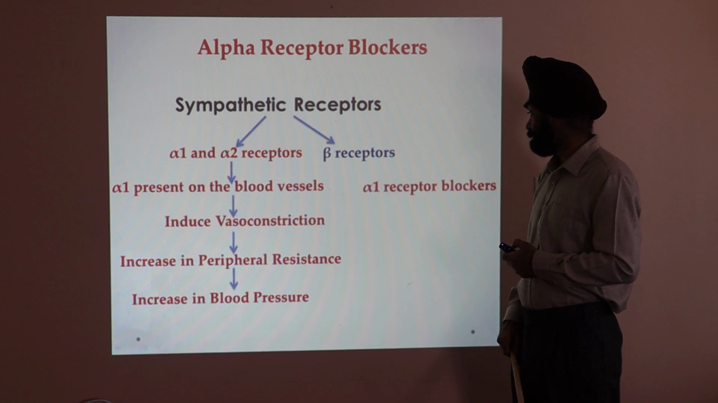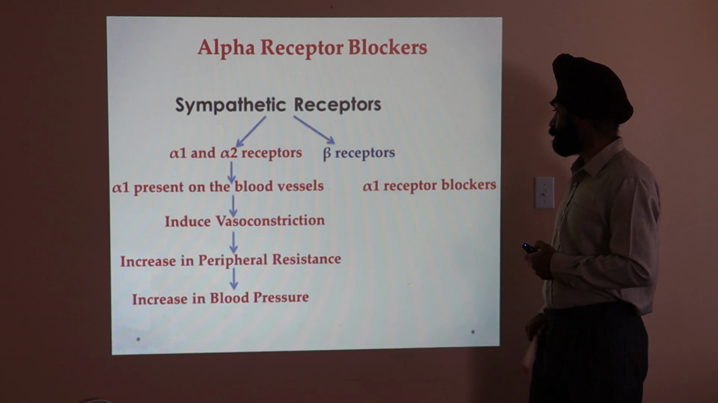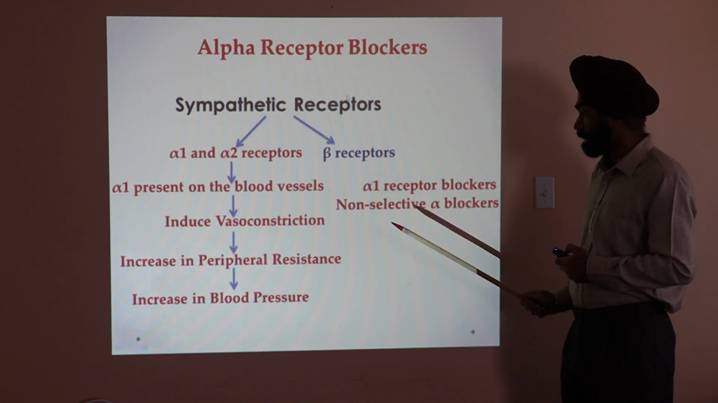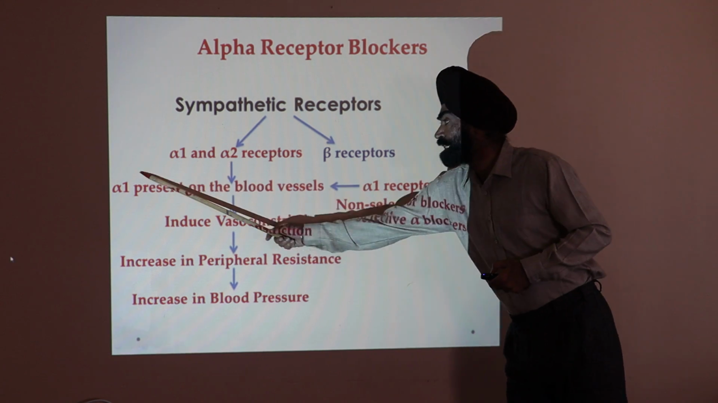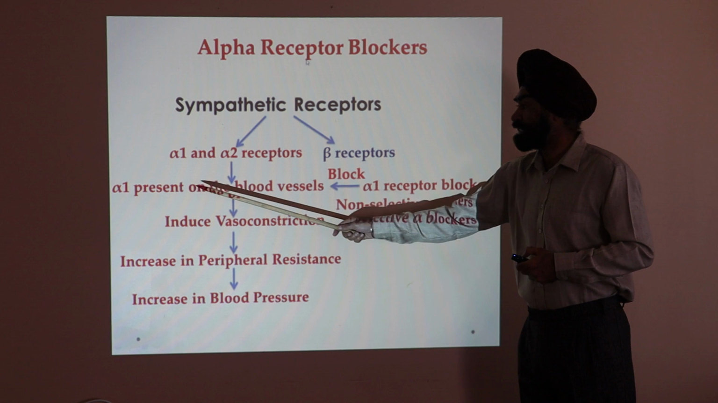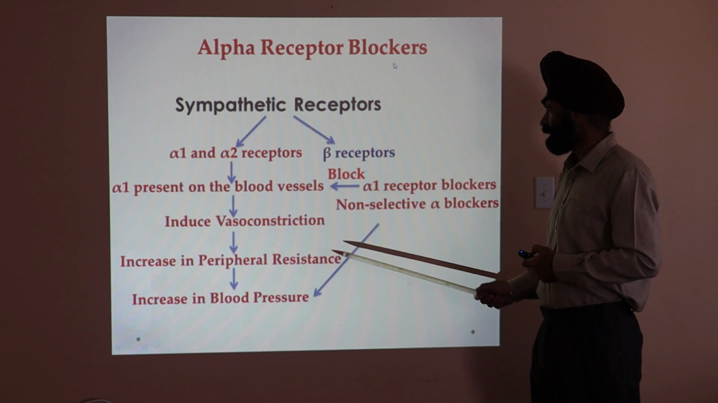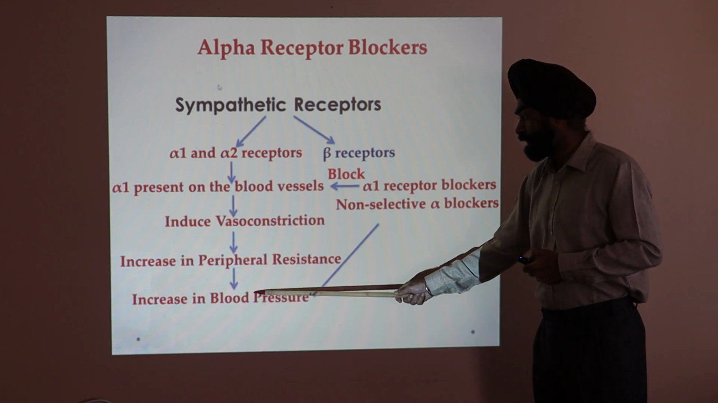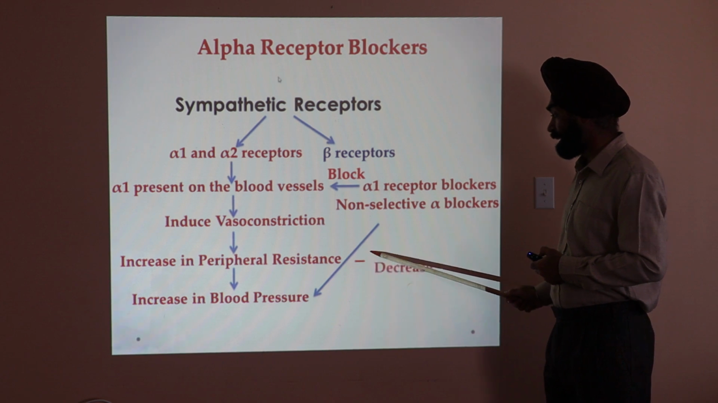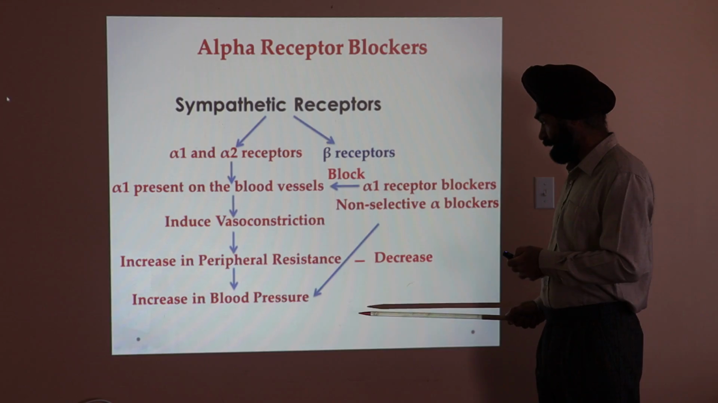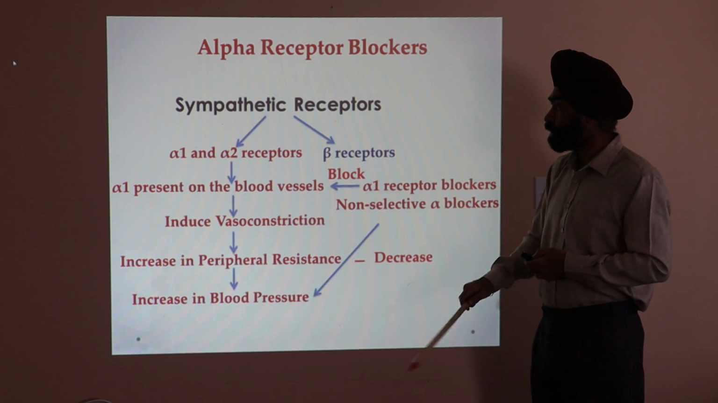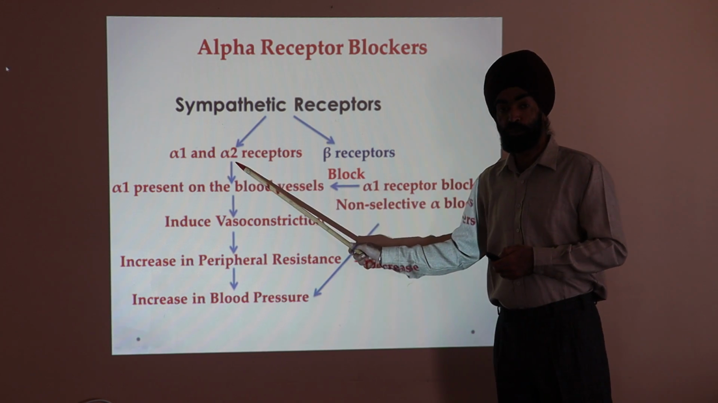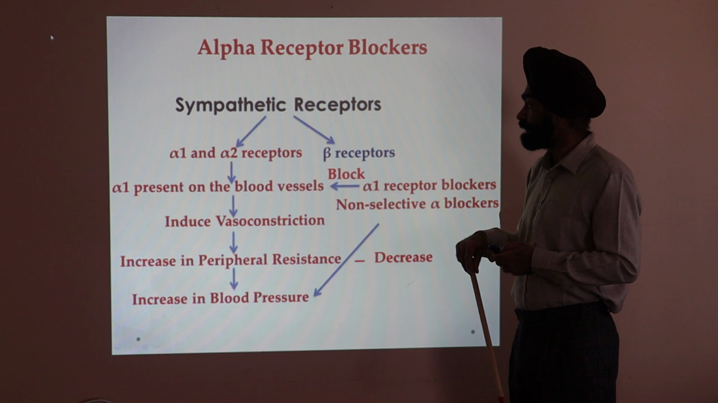in the blood pressure. And if you use alpha 1 blockers or non-selective alpha blockers, these will block these receptors. Once these receptors are blocked, vasodilation will take place, no vasoconstriction, no rise in peripheral resistance, and no rise in the blood pressure. So ultimately you can say there is a decrease in the blood pressure. For more detailed information about the sympathetic alpha 1 and alpha 2, you can go and click the link which is given in the description section.